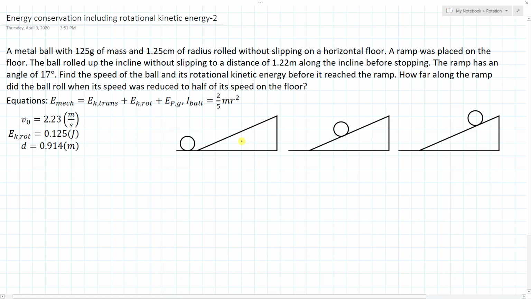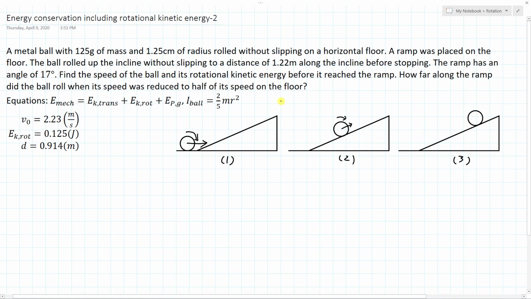So I have diagrams here. This is timestamp 1. So the ball is rolling. So it's rotating and translating at the same time. And this is 2. The ball is still rolling, but not as fast. And it's also translating, but not as fast. So this is about half the speed. And then timestamp 3, the ball is at rest.